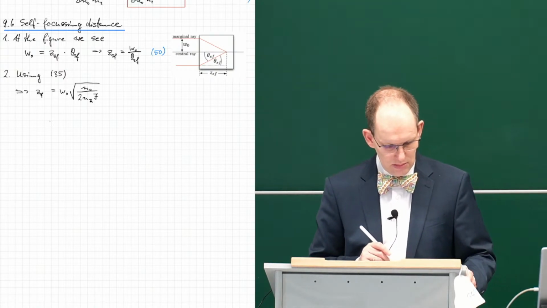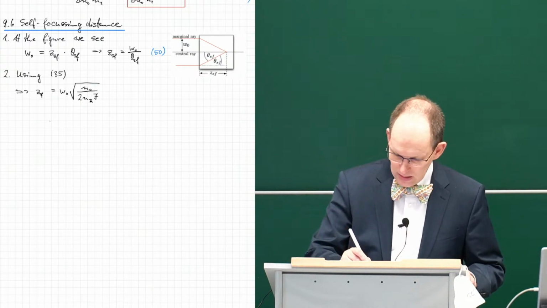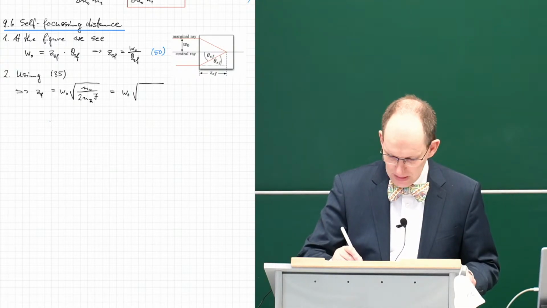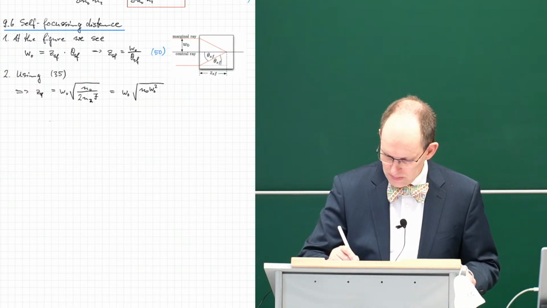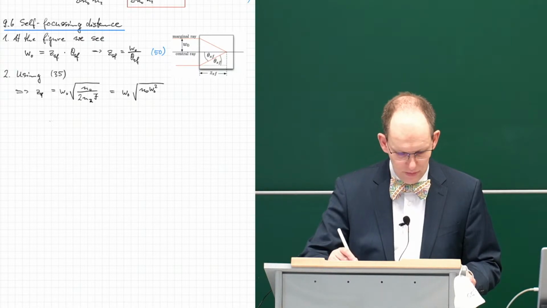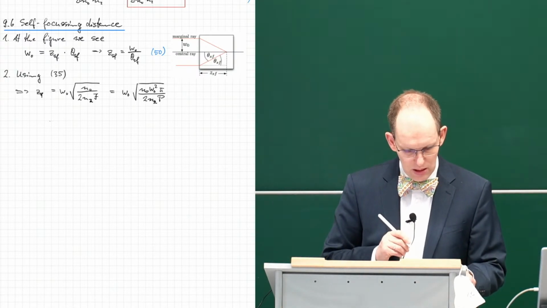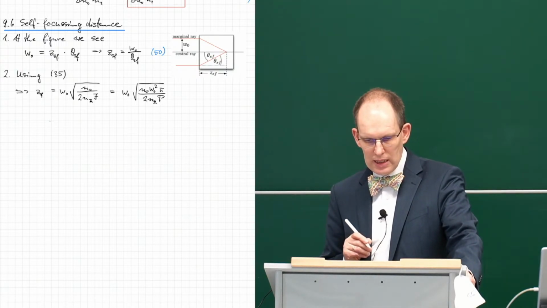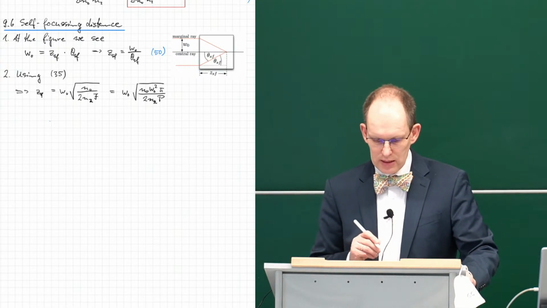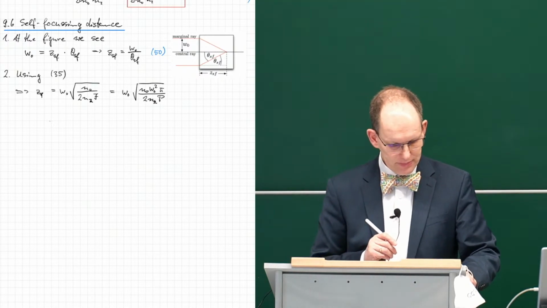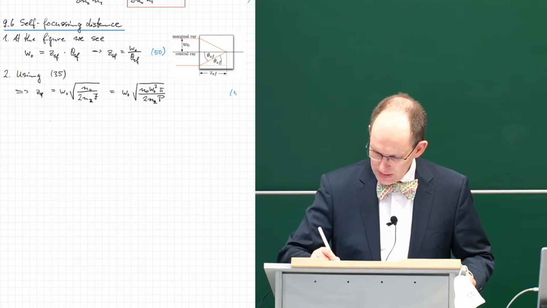Okay, well, I take back this. So we have W0 times the square root of N0 times the square of the beam radius times pi divided by 2 times N2 times the power. So I substituted the intensity by the respective expression for the power. So that's equation 51.